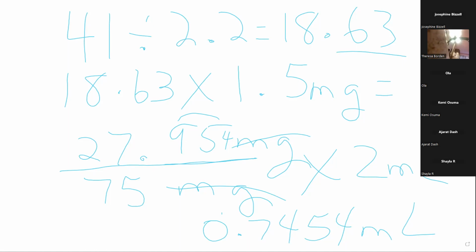Now, what if I told you to round it to the nearest tenth? What would the answer be? 0.7. Right, 0.7. Good job there, because you know you got to use that 4 to dictate, not what this answer is.